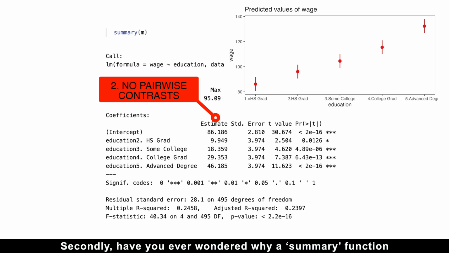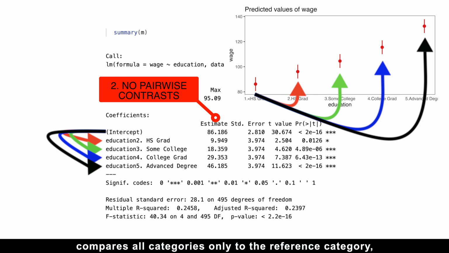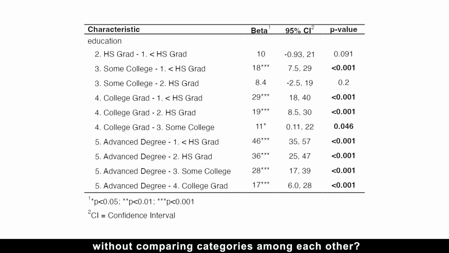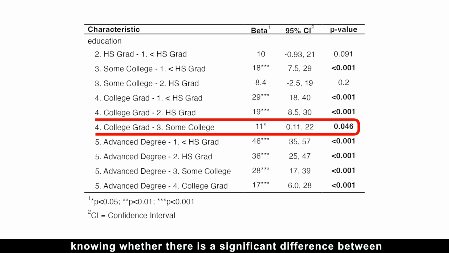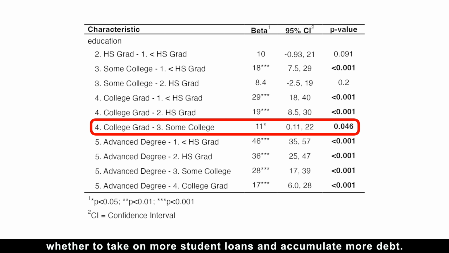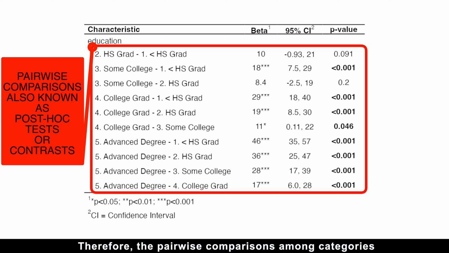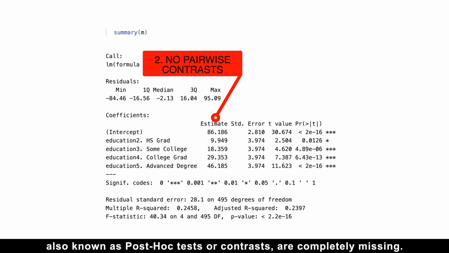Secondly, have you ever wondered why a summary function compares all categories only to the reference category, without comparing categories among each other? Personally, I've never understood that. For instance, knowing whether there is a significant difference between some college and college would help me decide whether to take on more student loans and accumulate more debt. Therefore, the pairwise comparisons among categories, also known as post hoc tests or contrasts, are completely missing.